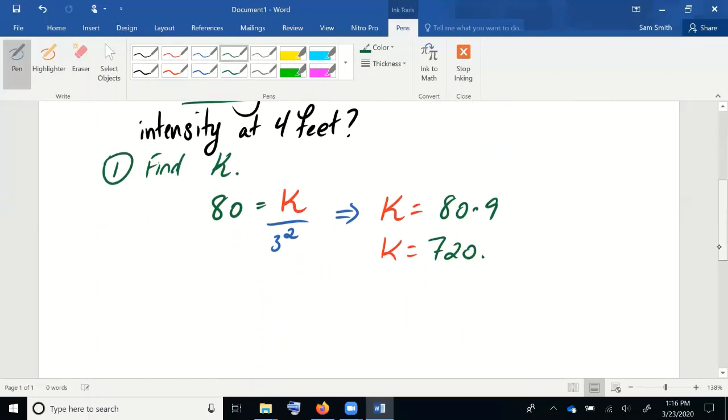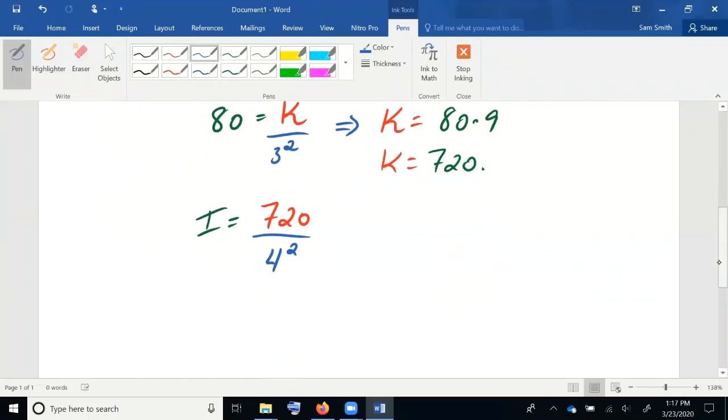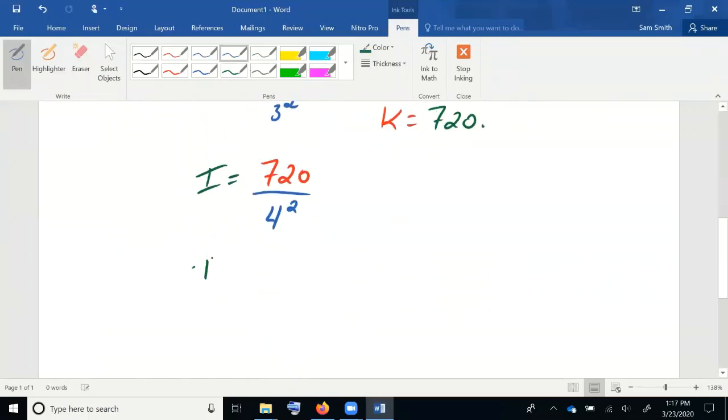So then they say, well, what if you change the distance to 4 feet? Say, okay, the distance is 4 feet, then what's the new intensity? I'll use the K value that we just obtained and the new distance of 4. But I can't forget that 4 is being squared. So the new intensity would be whatever 720 divided by 16 is. I'll leave the decimal approximation to you as an exercise.